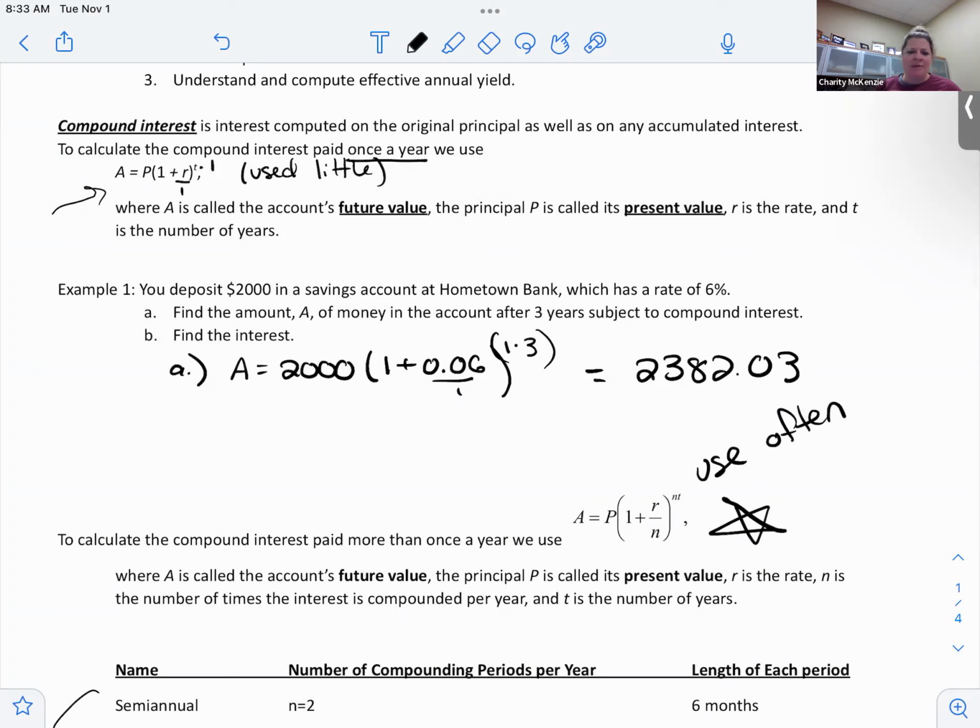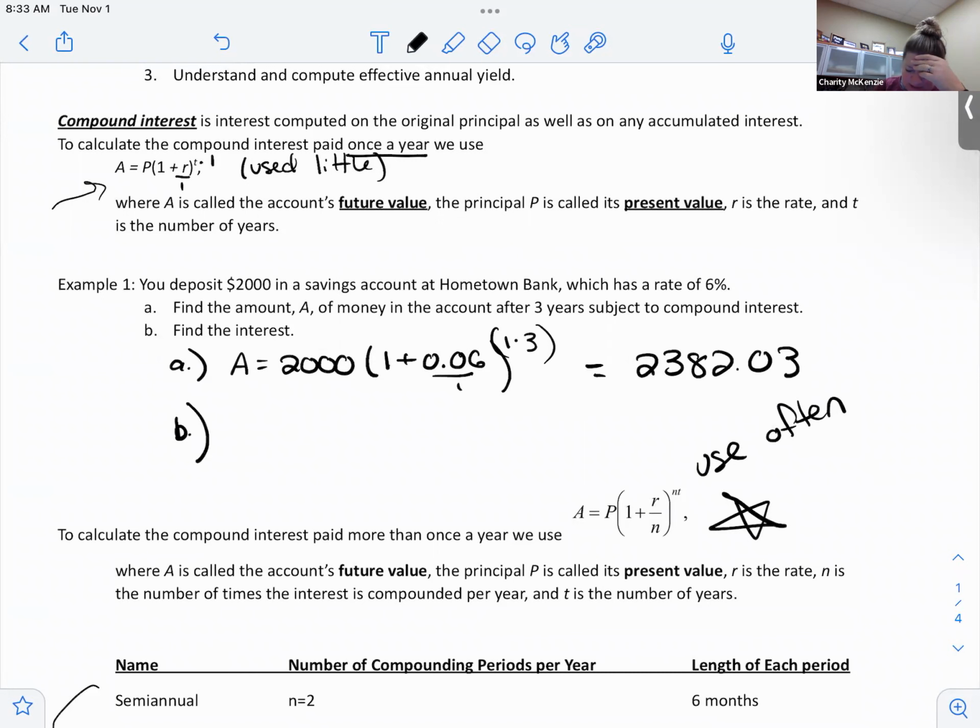So just read the way they want your answer. All right, well, how much interest did I gain if I started with $2,000 at the end of this 3 years? To find the interest, you take your future value and you subtract off your original principal, and that's going to give us $382.03. That was our interest amount.